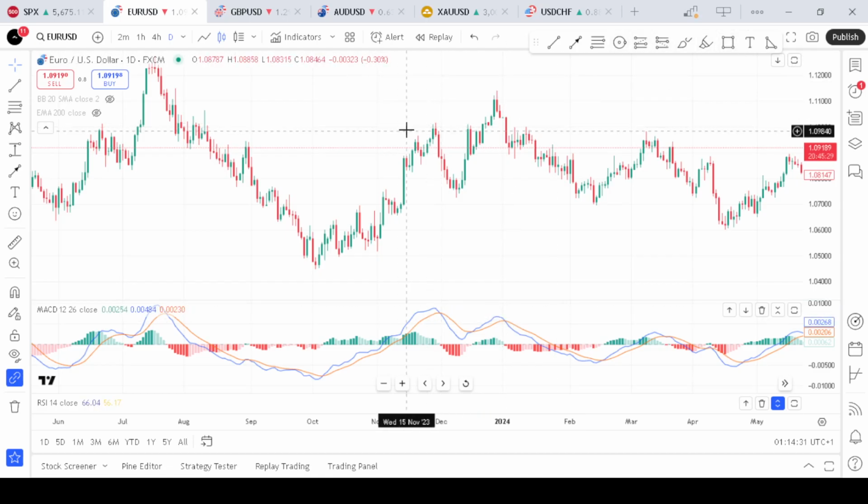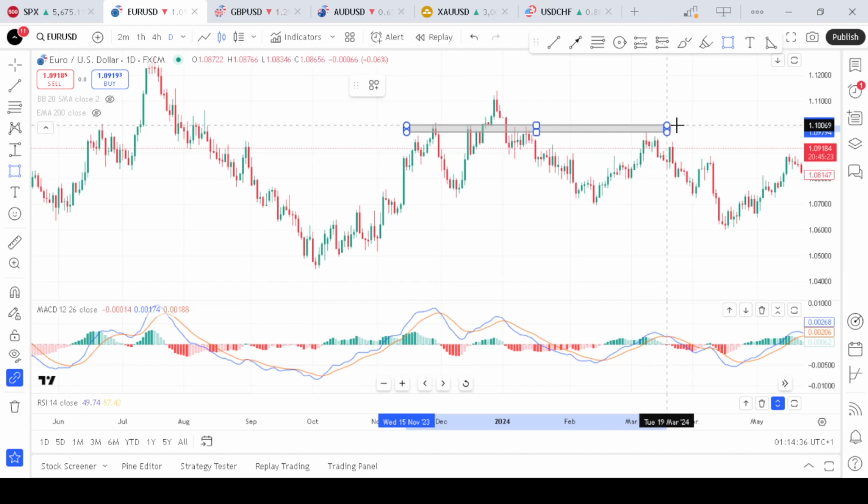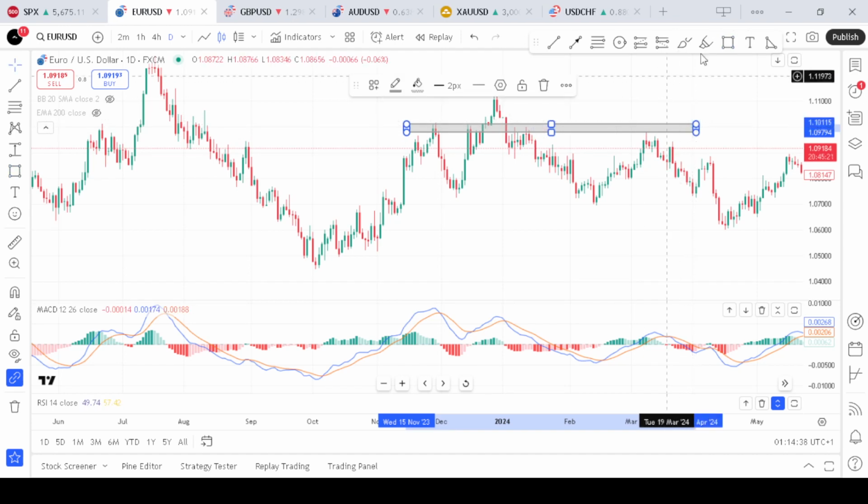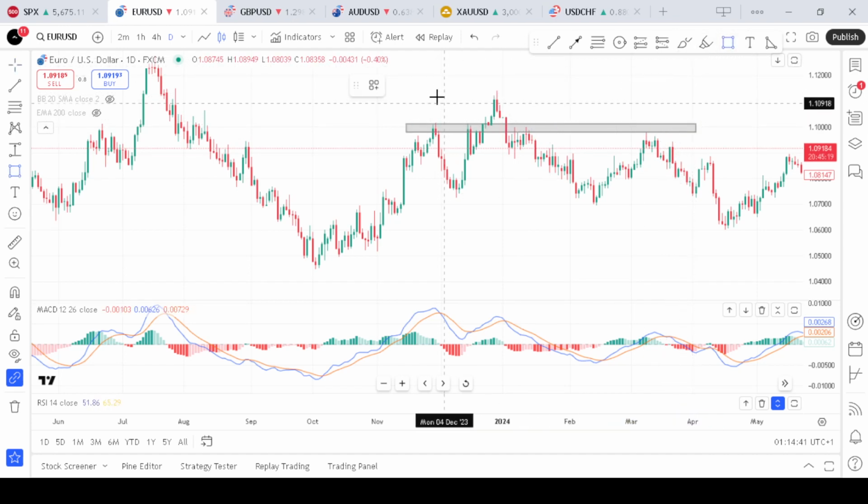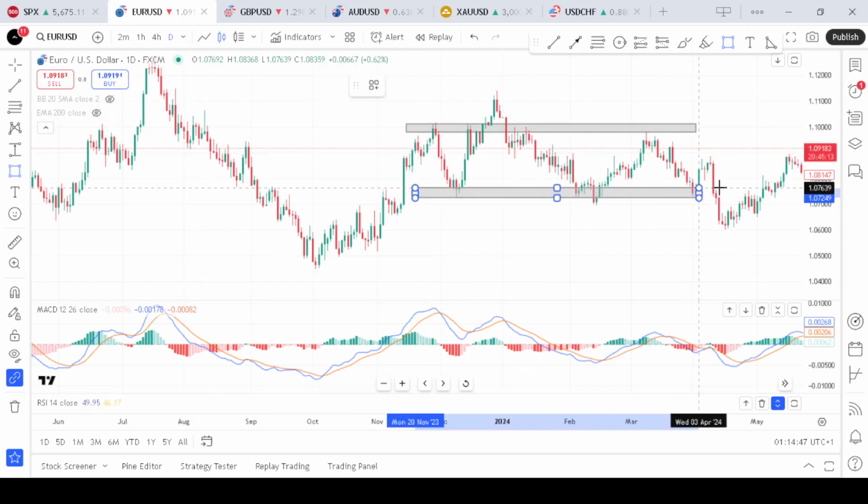Now, drawing resistance area, remember swing highs and swing lows are examples of support and resistance areas in the market. As you can see, this is a particularly good area in the market. This area too is a good support area in the market. This is basically what we are looking for.